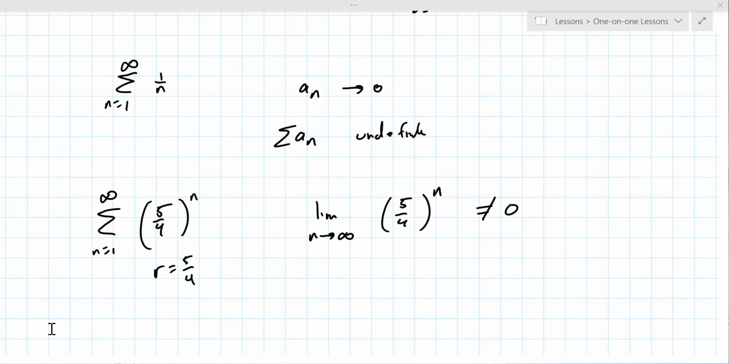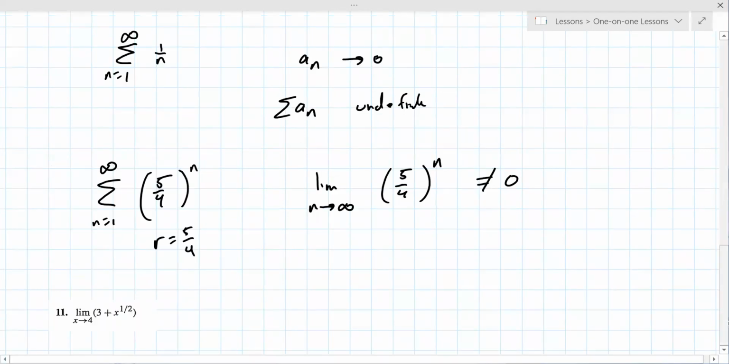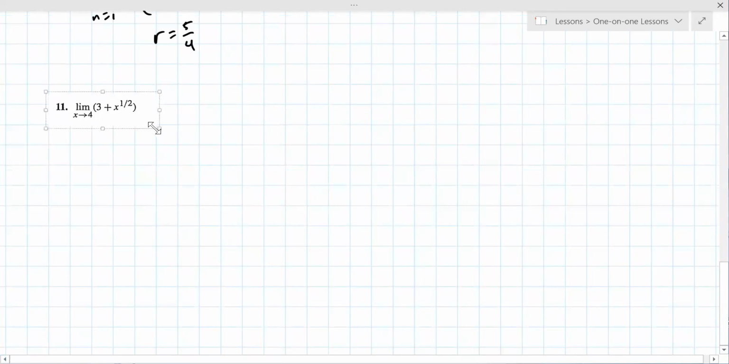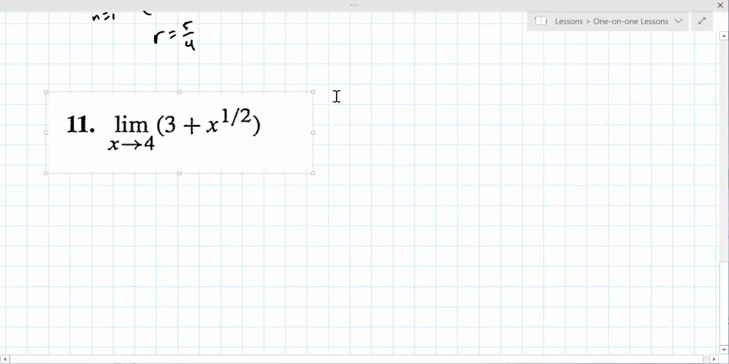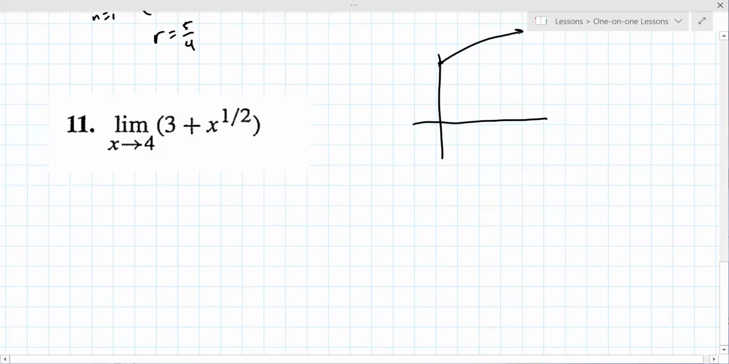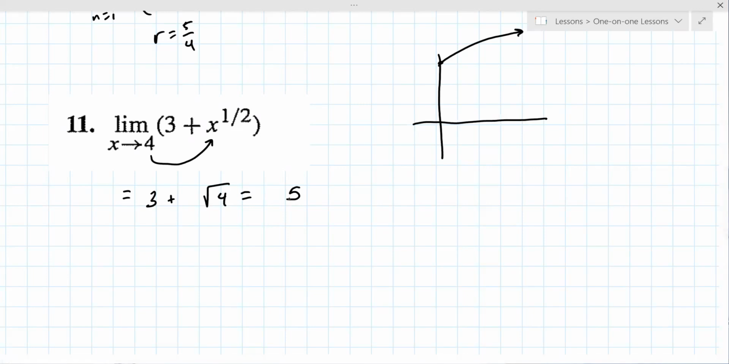Because these are functions, and functions, if they're continuous, always have a limit. This is 3 plus the square root of x. It looks like a graph like this, and at the most basic way of understanding what a limit is, you just put this number in for x. So the limit is 3 plus the square root of 4, which becomes 5. So the most basic method for a limit is you just try the number. But there are times when that does not work, which is what makes limits interesting.